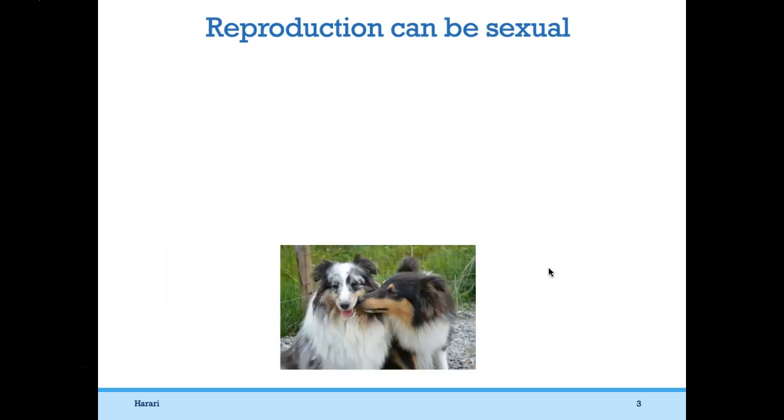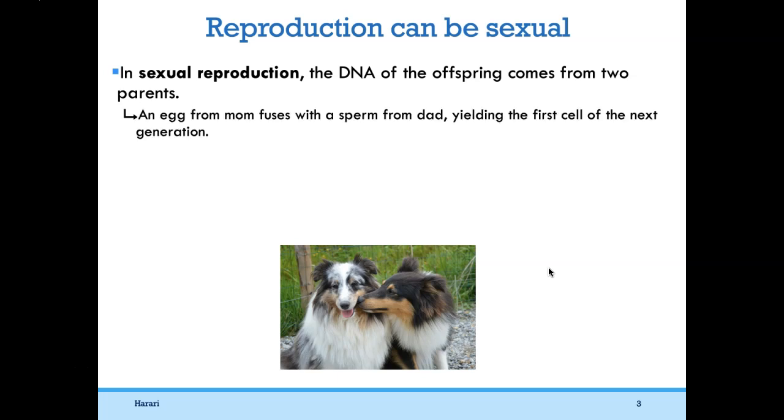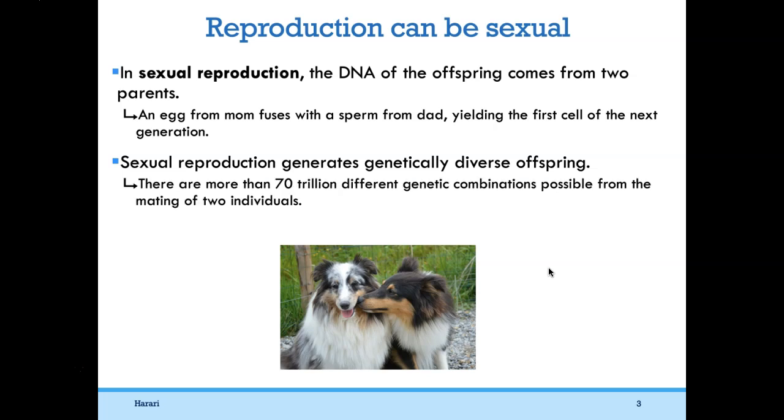But reproduction can be sexual as well. In sexual reproduction, the DNA of the offspring comes from two parents, not just one parent. And what we'll see in sexual reproduction is that an egg from the mother fuses with a sperm from the father, which gives us the first cell of the next generation. And in sexual reproduction, we can generate genetically diverse offspring. Specifically, there are more than 70 trillion different genetic combinations possible when two individuals mate.